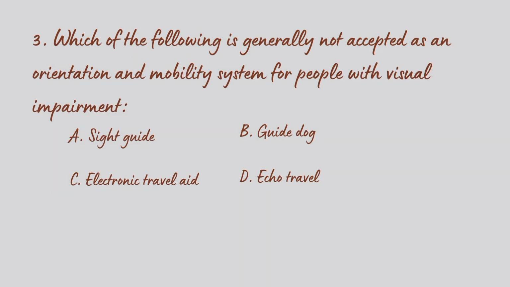Next question, which of the following is generally not accepted as an orientation and mobility system for people with visual impairment? Option A sight guide, option B guide dog, option C electronic travel aid, and option D echo travel. Correct answer is option D echo travel.